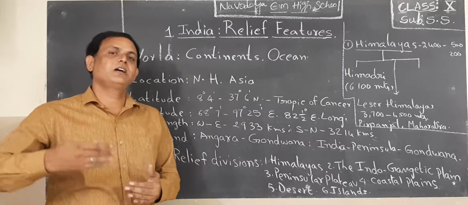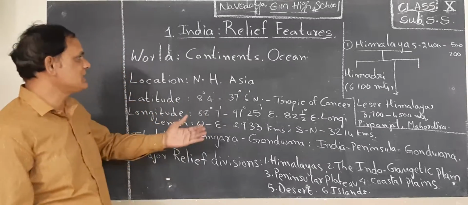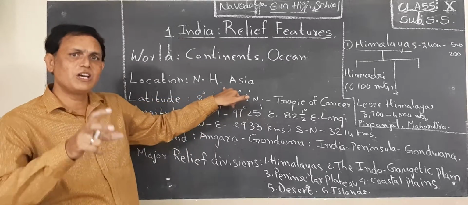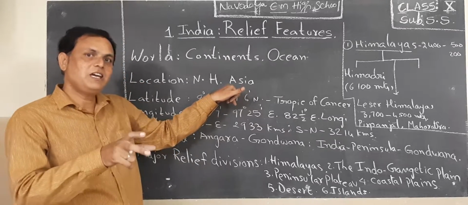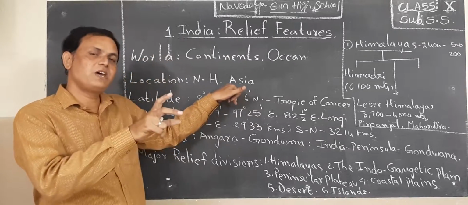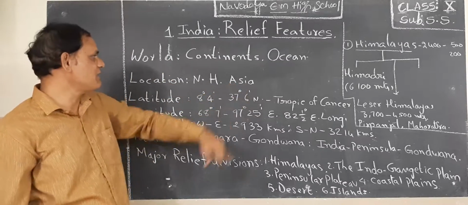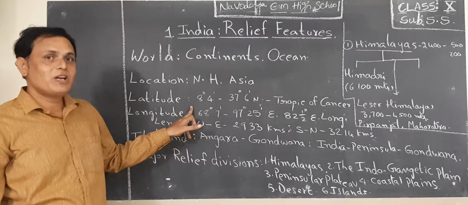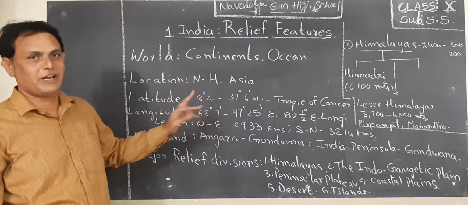You will learn that in the upcoming lessons in history. Okay, children, now listen. Our point here is that our country's location is in the Asia continent, in the northern hemisphere of the globe or world. Okay, children, is it clear? Next, children, the latitudinal and longitudinal extents of our country.